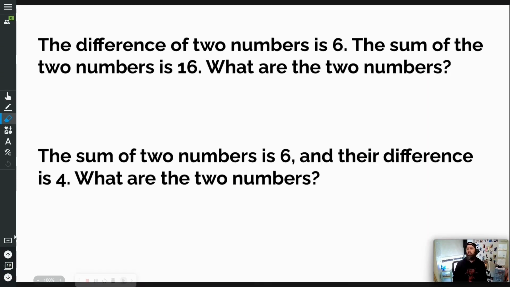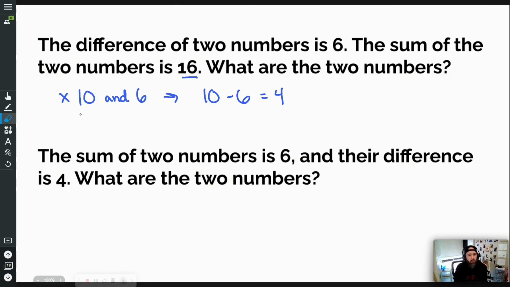The difference of two numbers is 6. The sum of the two numbers is 16. What are the two numbers? I like to guess the numbers that add up first. So I'm going to add two numbers up to get 16. Let's try 10 and 6. I care about what they subtract out to. So 10 minus 6 is 4. So that's not my option. I don't want you.